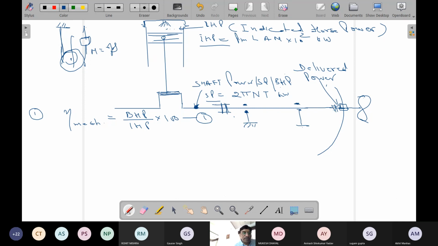So we use a term which is again an efficiency, the transmission efficiency. Earlier it was mechanical; this is transmission. This is equal to delivered power, which I write in short form as DP, over shaft power. We write BHP also as shaft power everywhere for ease, otherwise there will be confusion. So this is also shaft power, and as I said, both are the same: BHP and shaft power are the same. So delivered power over shaft power into 100 is equation number 2.